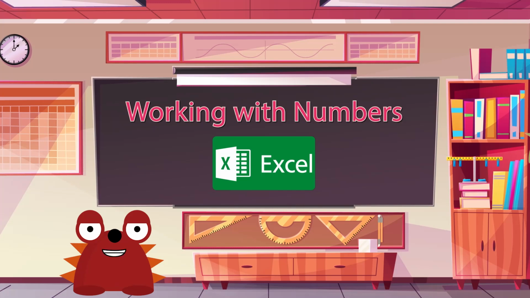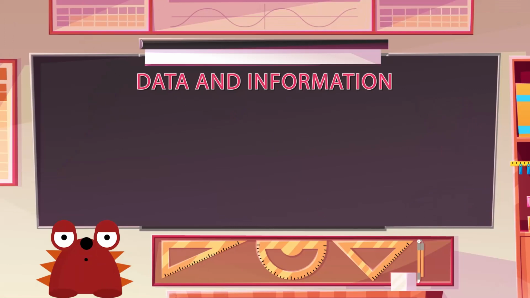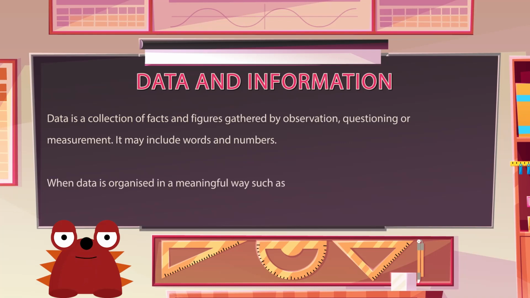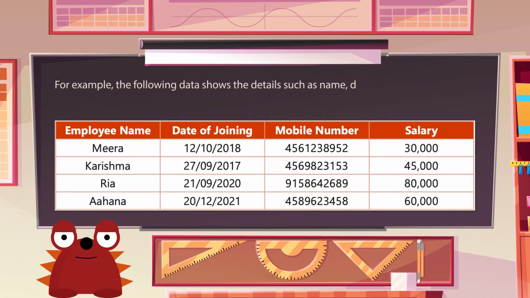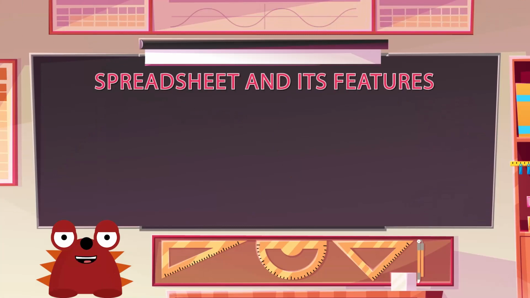So, let's begin with the chapter, starting with a brief of data and information. Data is a collection of facts and figures which may include words and numbers that are gathered by observation, questioning, or measurement. When data is organized in a meaningful way, such as tables, it is called information. For example, the following data shows the details such as name, date of joining, mobile number, and salary of some employees of a company.